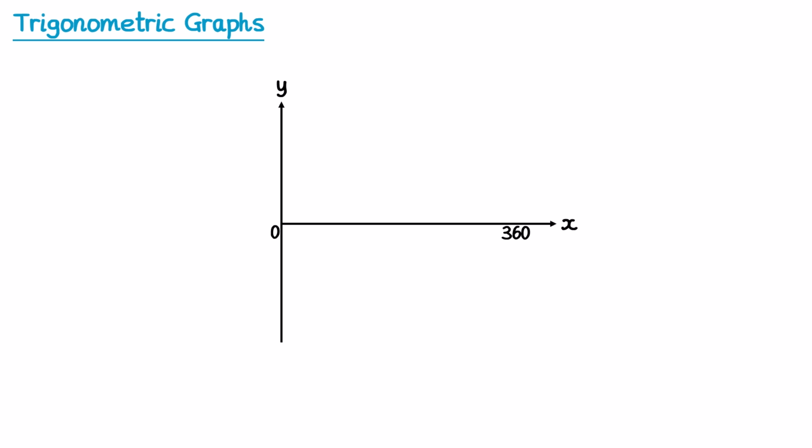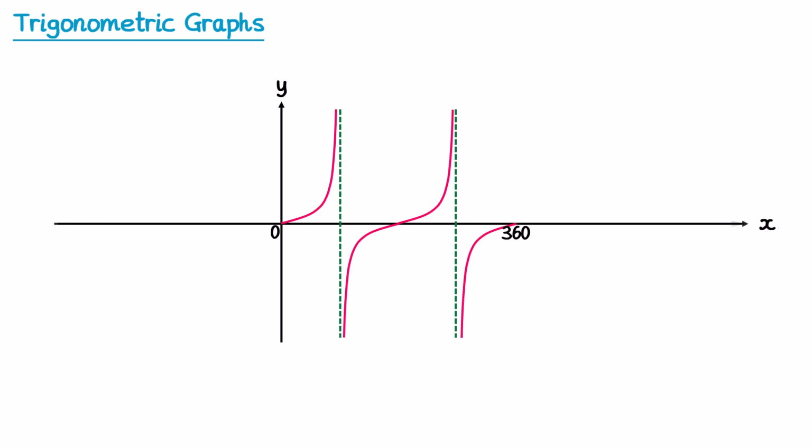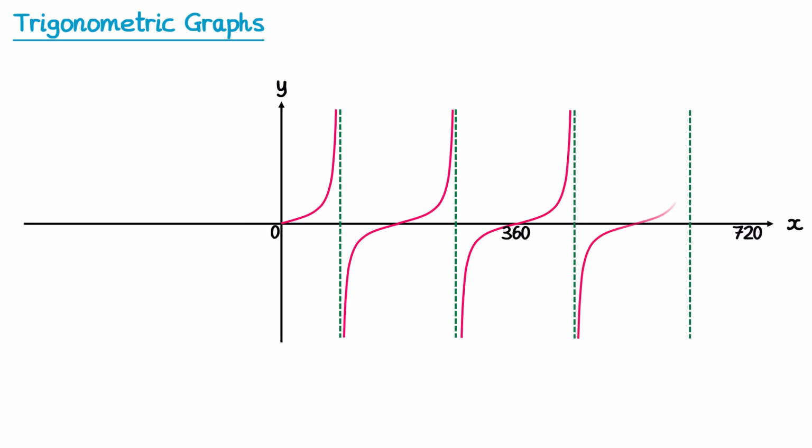So let's take the graph of tan of x from 0 to 360 again. We need two asymptotes, and the graph looks like this. Once again, this graph will repeat infinitely in both directions. So between 360 and 720, we'll get another copy of this graph. So we'll have those two asymptotes again, and the graph will continue like this. It also repeats in the negative direction, so if we go down one more cycle to negative 360, the graph will look like this.